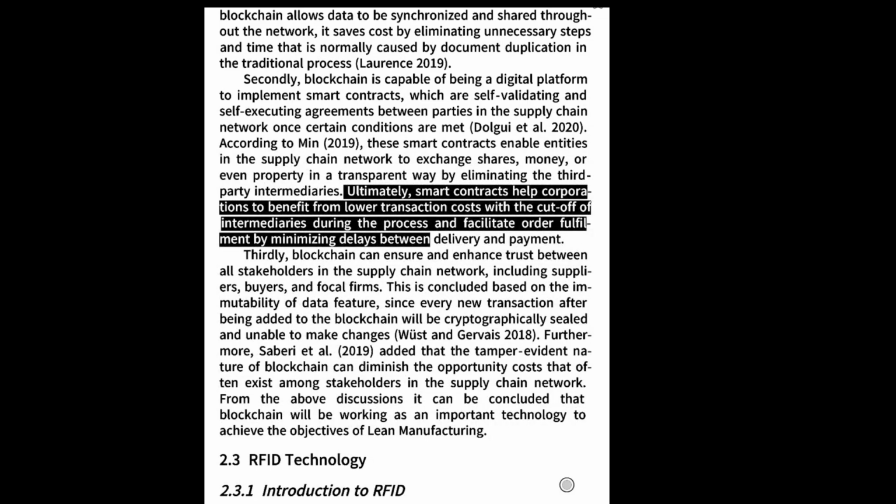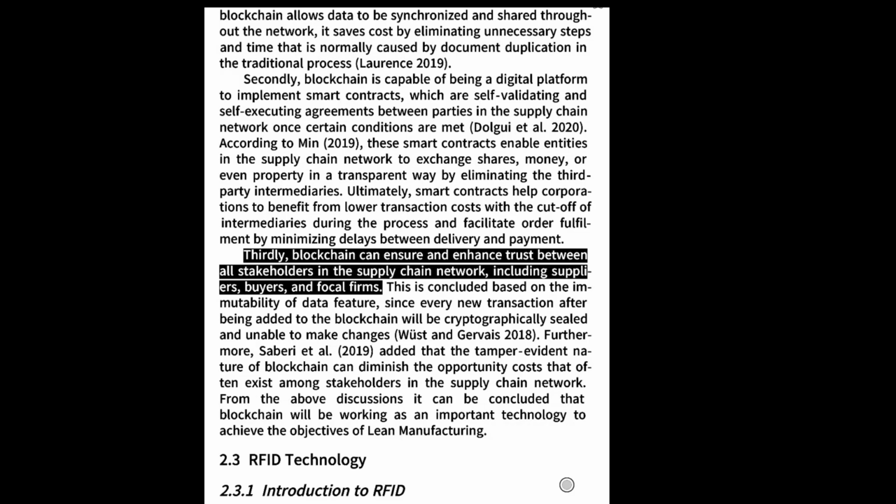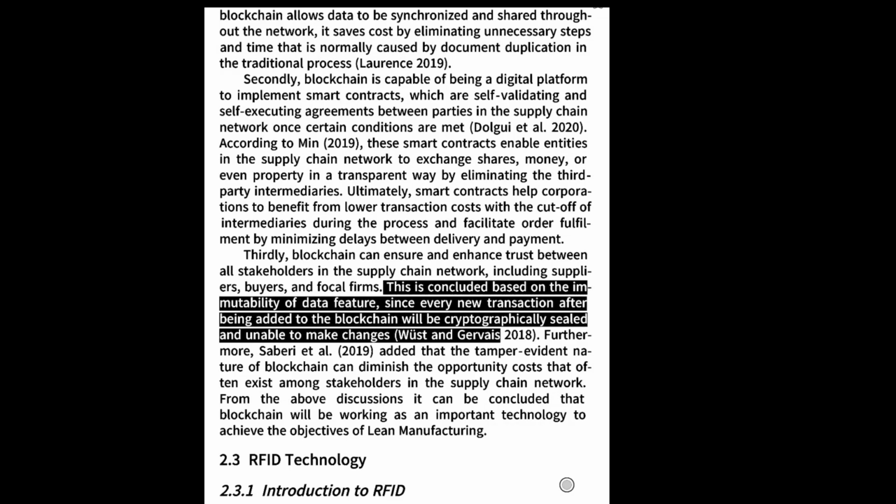Ultimately, smart contracts help corporations to benefit from lower transaction costs with the cutoff of intermediaries during the process and facilitate order fulfillment by minimizing delays between delivery and payment. Thirdly, blockchain can ensure and enhance trust between all stakeholders in the supply chain network, including suppliers, buyers, and focal firms. This is concluded based on the immutability of data feature, since every new transaction after being added to the blockchain will be cryptographically sealed and unable to be changed.